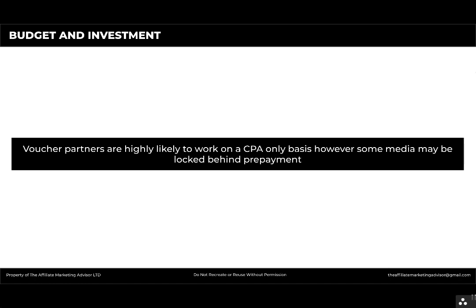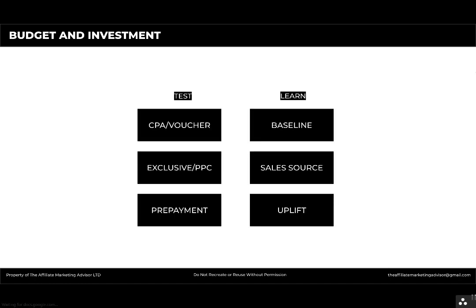On to budget and investment. Voucher partners are highly likely to work on a CPA-only basis. However, some media may be locked behind prepayment. So how should brands go about understanding what media is worth purchasing? Well, firstly, two components are to test and to learn. Firstly, a brand should see what they can get from just a CPA increase, and also should test the impact different vouchers and incentives have on performance. Once a brand understands that, they could then start to experiment with exclusive codes and PPC rights. And next, the brand could experiment with prepayment.